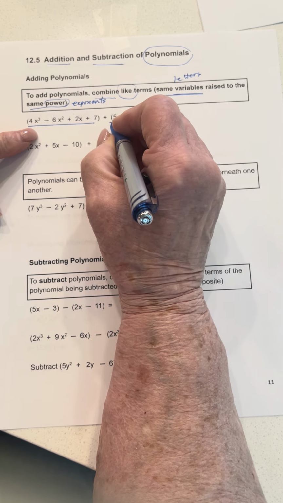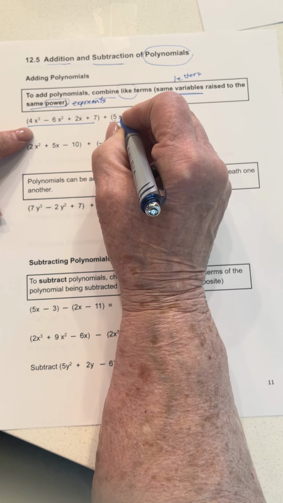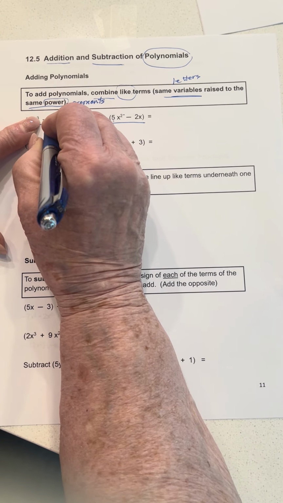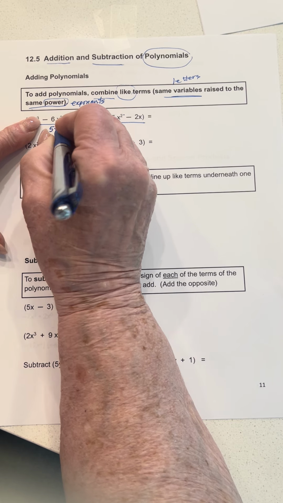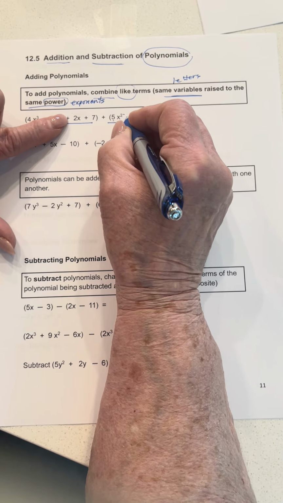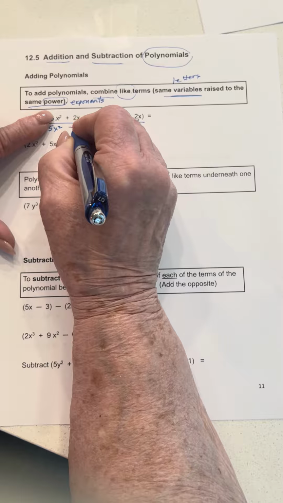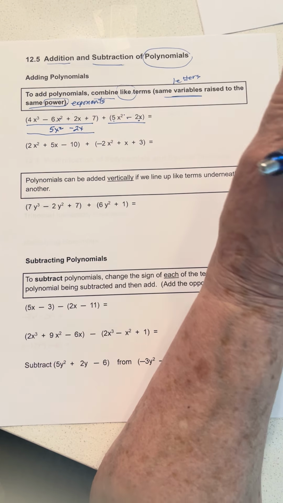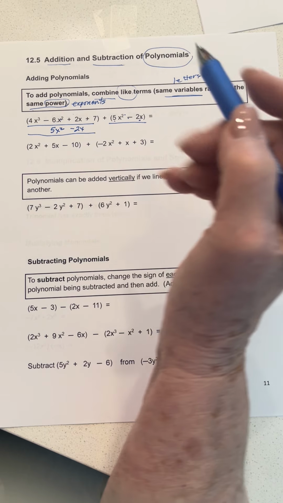So we're adding 5x squared. So I'm looking over here. Here's an x squared term. So we're going to add 5x squared and 2x. Here's a 2x. This is negative 2x. And now we're ready to combine the top terms with this row that we just moved over underneath it.